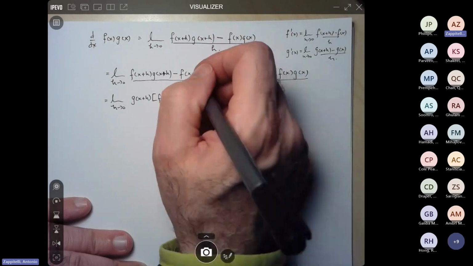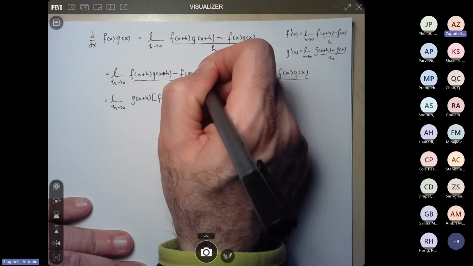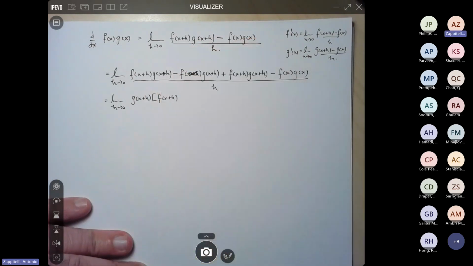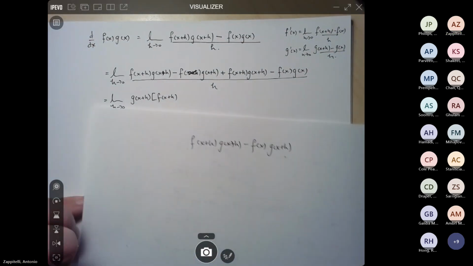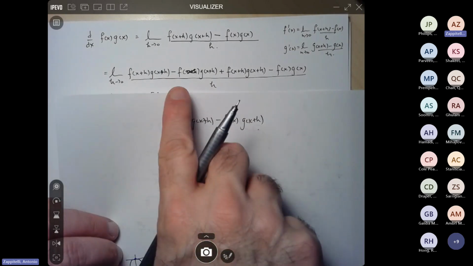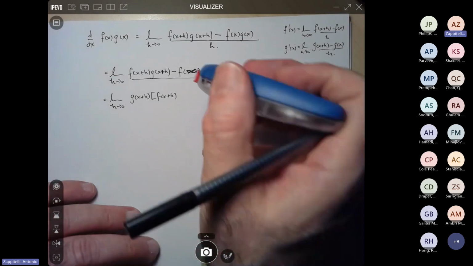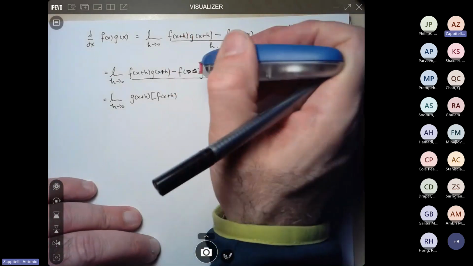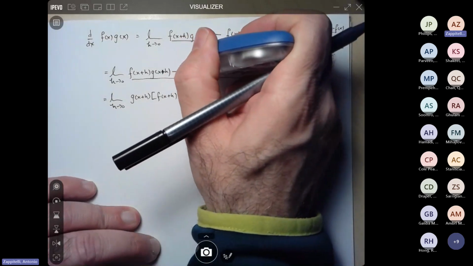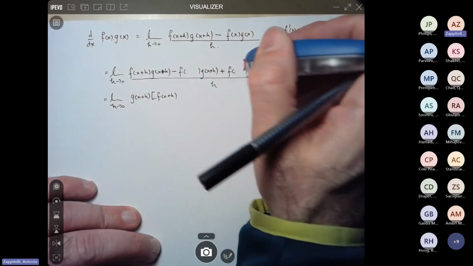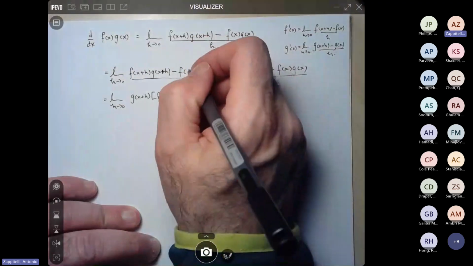sorry, f at x. Sorry, folks, that was a mistake on my part. This should have just been f at x. Remember, that's what we had earlier. I just realized this is what we needed to subtract. My mistake. Sorry about that. Let me fix that. Very silly on my part. Didn't realize that till after I wrote it.